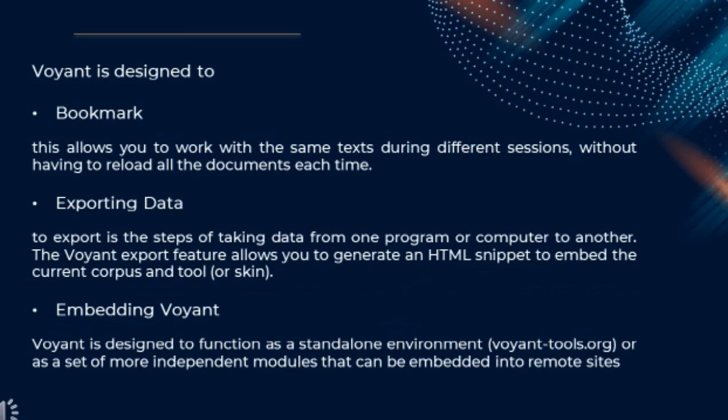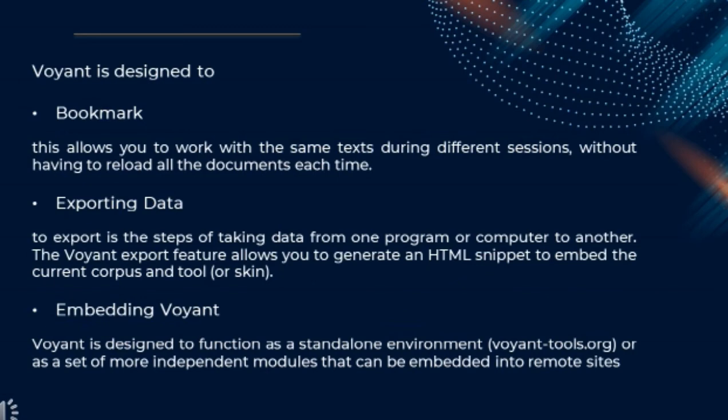Next is exporting data. To export is the step of taking data from one program or computer to another. Exporting can be used as a method of backing up important data or moving data between two different versions of programs. The Voyant export feature allows you to generate an HTML snippet to embed the current corpus and tool or skin.